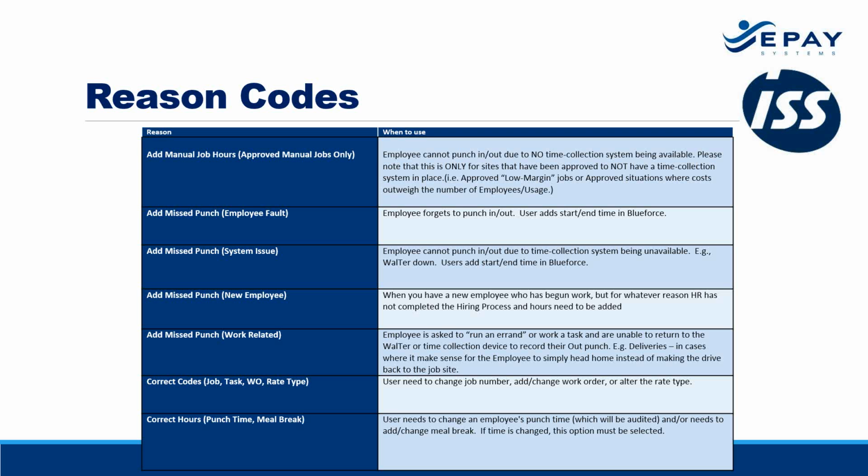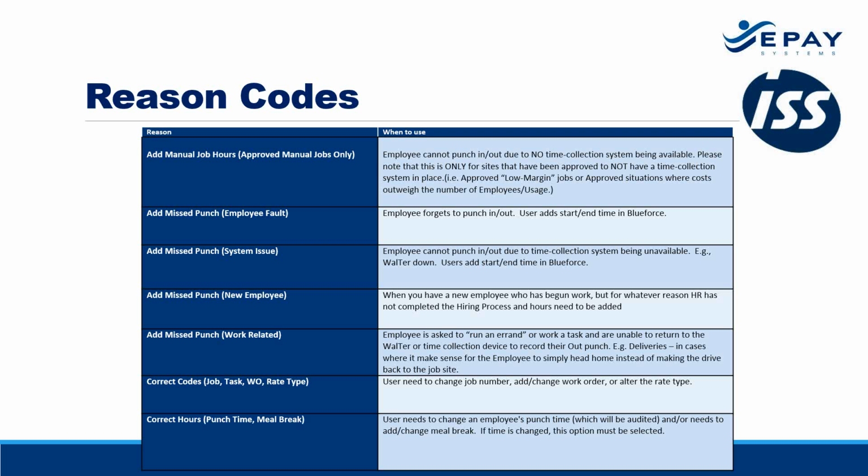Add miss punch work related. In some cases, maybe an employee is asked to run an errand or some type of task, but is unable to return to the actual time collection device to record that out punch. They're currently clocked in, but for whatever reason they've been sent out to do an errand, and they cannot clock out. In those cases, it may be more feasible for an employee just to go home instead of coming back to the job site and then going back out. The supervisor can go in there, mark it as a miss punch work related, and add that time into the system with this reason code.